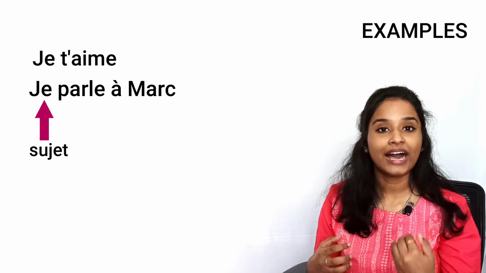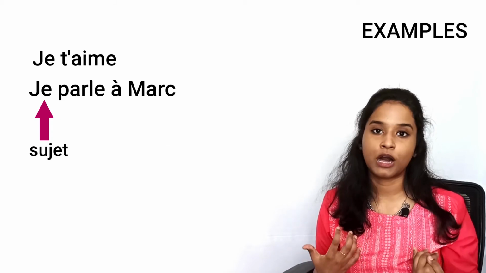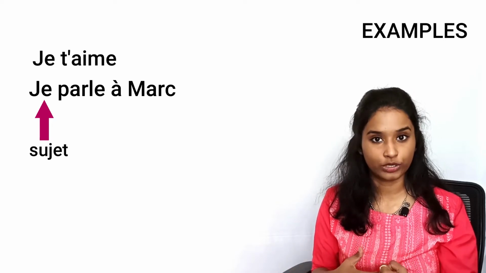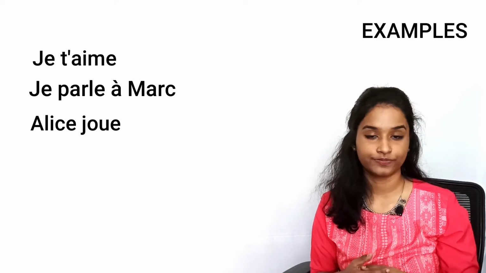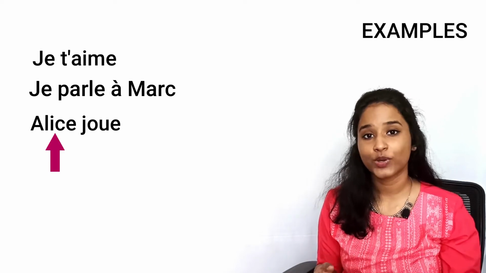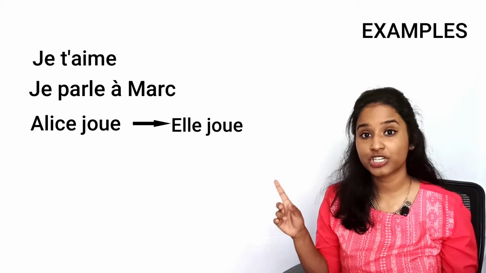That is how you have I am doing the action. In this sentence, I am doing the action. I am talking to Mark, right? So it will be je. Je is the subject pronoun. Alice joue. What is the subject here? Alice. Now I can replace it with elle. Elle, because she is a girl, and I can say she plays.